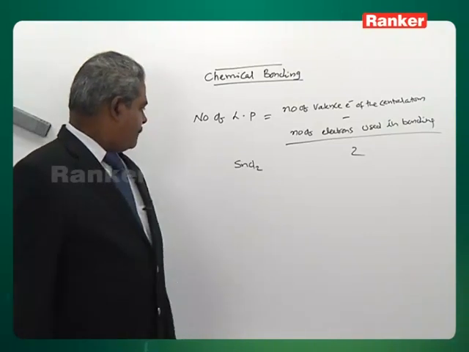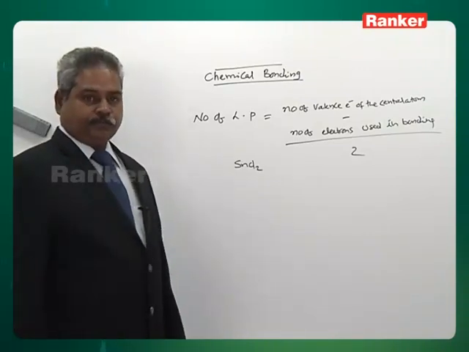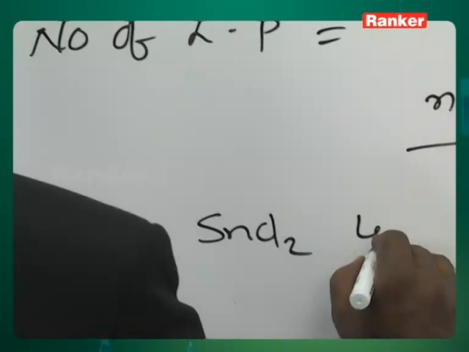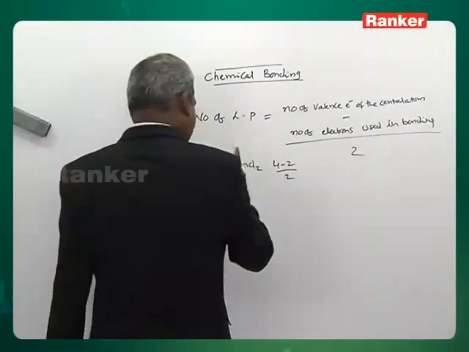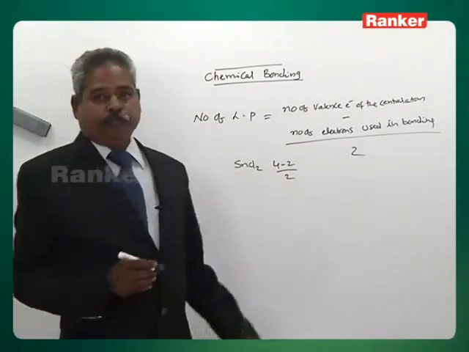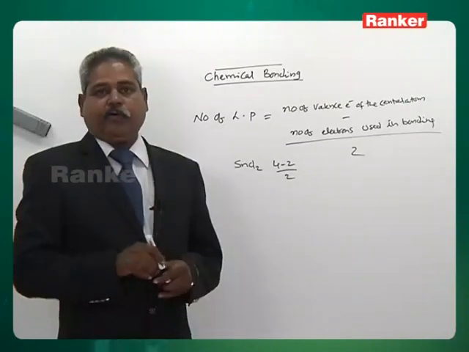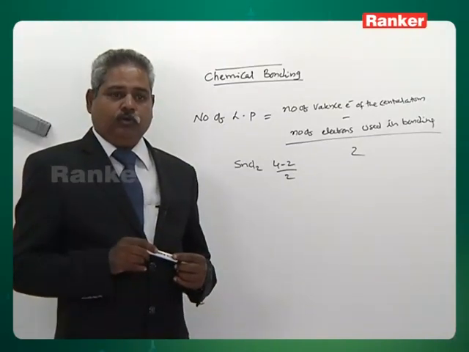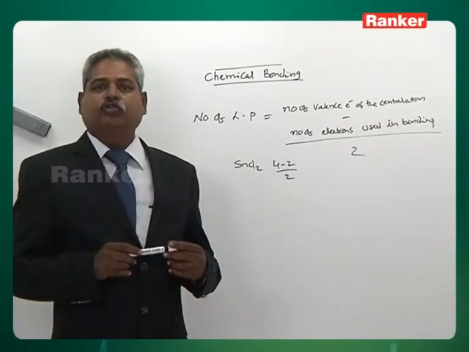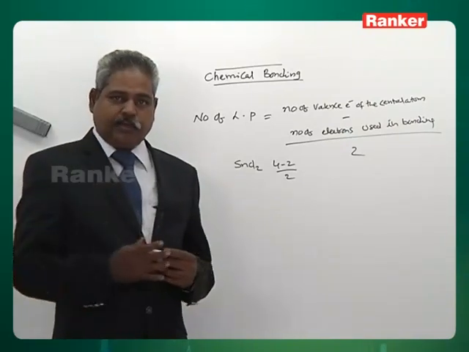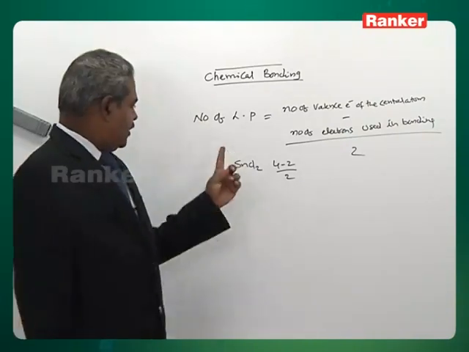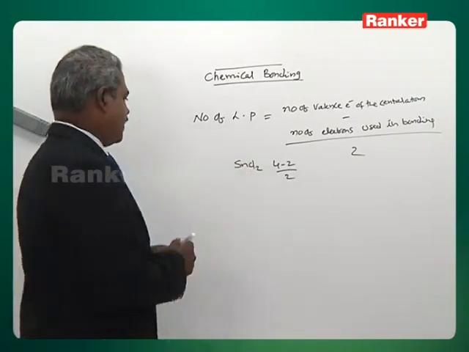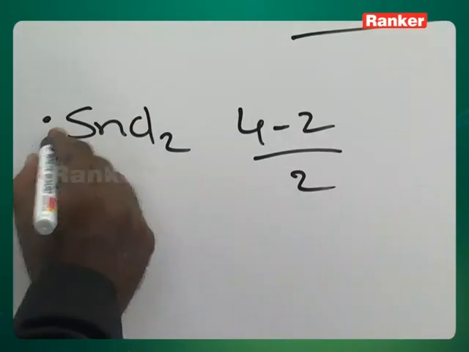For example, let me find out the lone pairs in SnCl2. SnCl2. What about this? 4 minus 2 by 2. Stannum belongs to fourth group. From the beginning of this topic, I have been warning you to know which element belongs to which group. The moment I say stannum, if fourth group comes to your mind, SnCl2, 4, 2. So there is a lone pair. 4 minus 2 by 2, 1 lone pair.